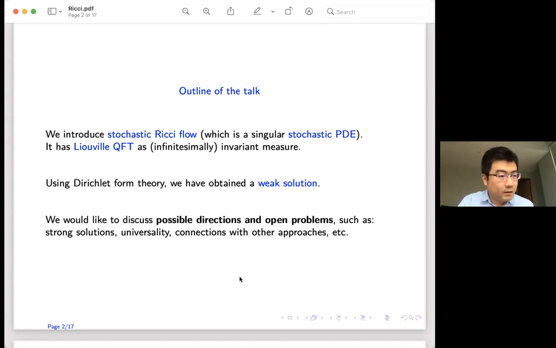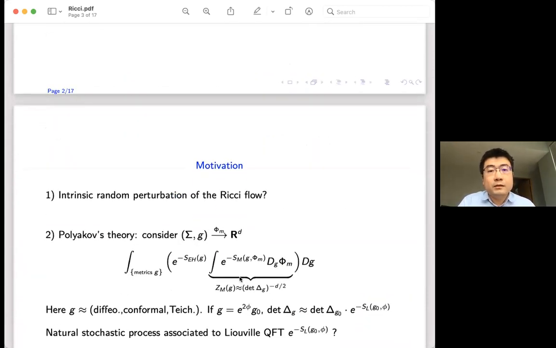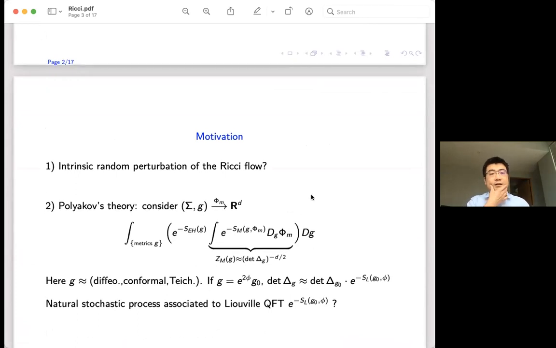But okay, so what's the motivation? The first motivation is just to find a random perturbation of the Ricci flow, at least in two dimensions. Of course, the noise we want to add to the Ricci flow should not be some arbitrary noise. It should be some sort of noise which has intrinsic or geometric meaning. I'll explain this later.